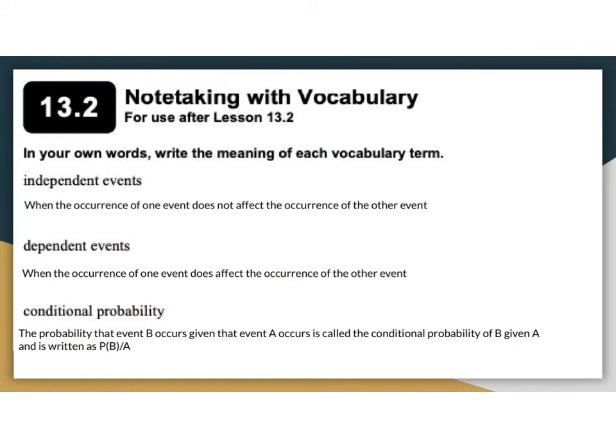These are vocabulary words for your lesson. Independent events are when the occurrence of one event does not affect the occurrence of the other event. Dependent events are when the occurrence of one event does affect the occurrence of the other event. Conditional probability is the probability that event B occurs given that event A occurs. That's called the conditional probability of B given A, and it's written as P(B|A).